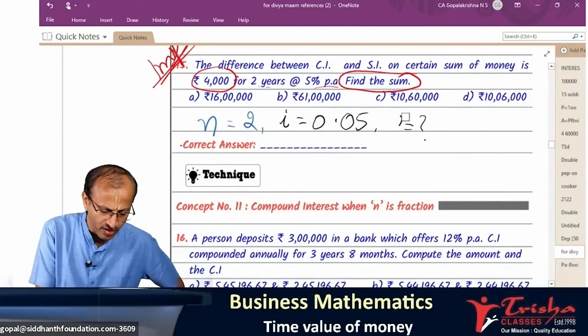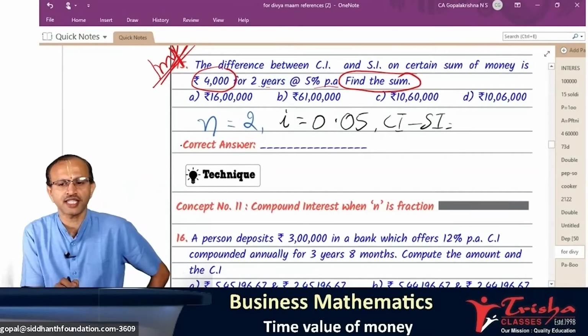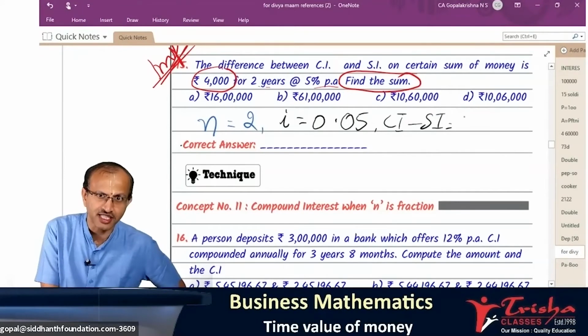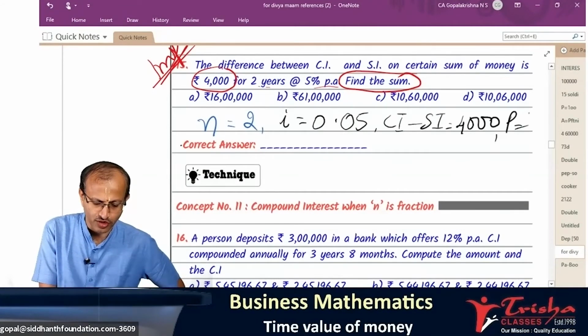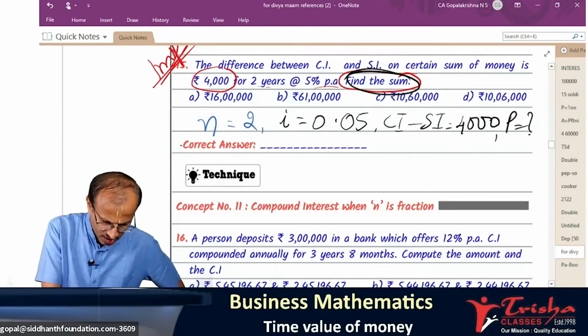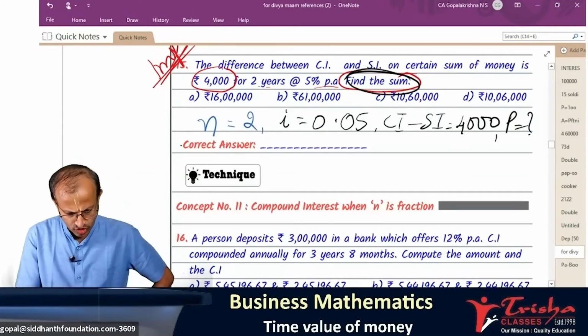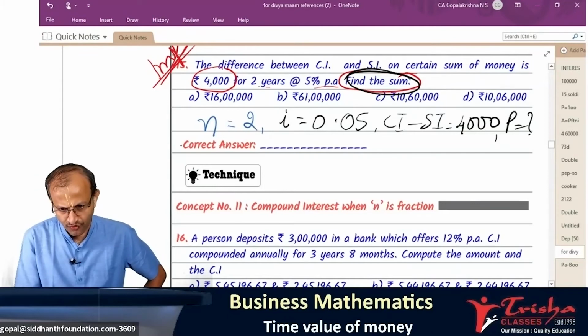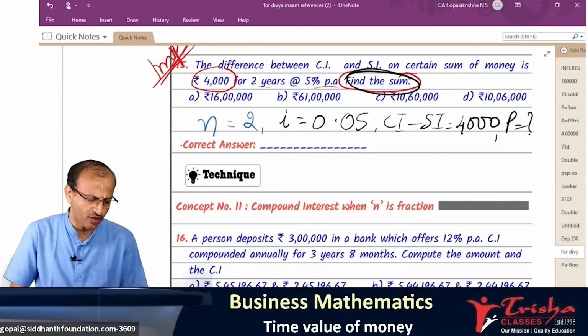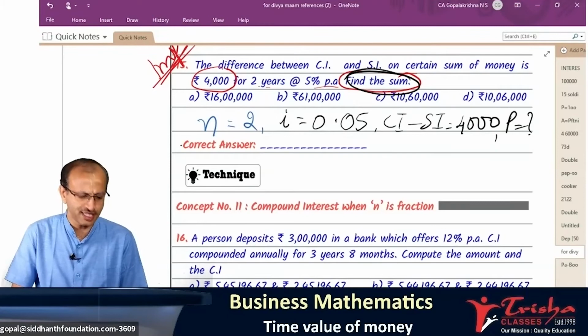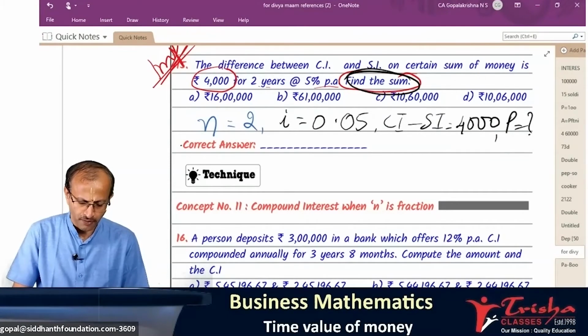Instead of P, they have given you in the question Ci minus Si. Is it Ci minus Si or Si minus Ca? It is Ci greater than Si, around 4,000. The principal is unknown. For what sum of deposit will you get a difference of 4,000? All of you write in your notebook: N is 2, I is equal to 0.05, Ci minus Si is 4,000, principal what?